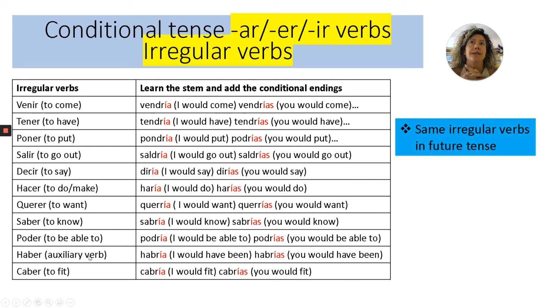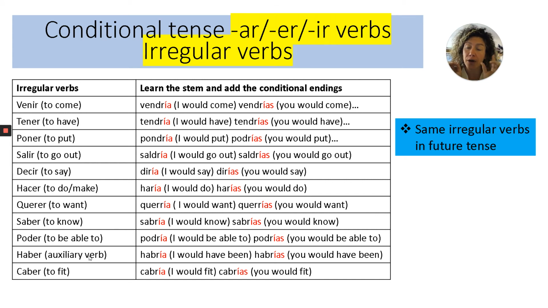For example, when you say I have eaten, that I have doesn't mean that I own eaten. It is an auxiliary verb that you need in order to create another tense. So in Spanish it's the same. That haber is going to help us to create another tense. Okay? And caber, to fit. So how does it work?